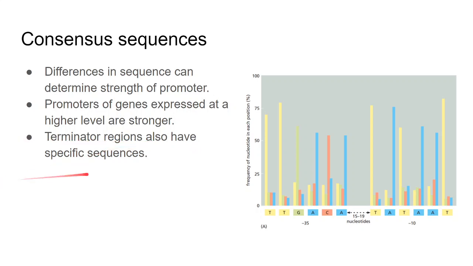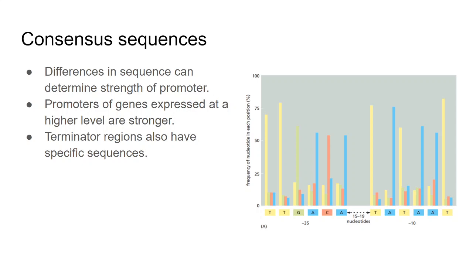And terminator regions also have specific sequences. So in the last lecture, we talked about how the terminator sequences are arranged in such a manner that the RNA transcript formed makes a hairpin loop. A hairpin loop will be formed when you have AT, AT, AT or GC, GC, GC tandem repeats. So if you have a lot of A, T, T, T, T or G, G, G, G, C, C, C, C, all of these, once transcribed, can form hairpin loops.